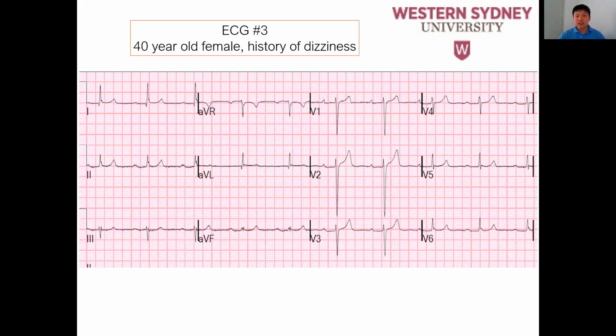So this is the third ECG example. This patient is a 40-year-old female with a history of dizziness. As you can see, this is not a rhythm strip. This is a 12-lead ECG. So you can see that the rhythm is more regular than the one before, but we still, like I said, need to go through the steps.